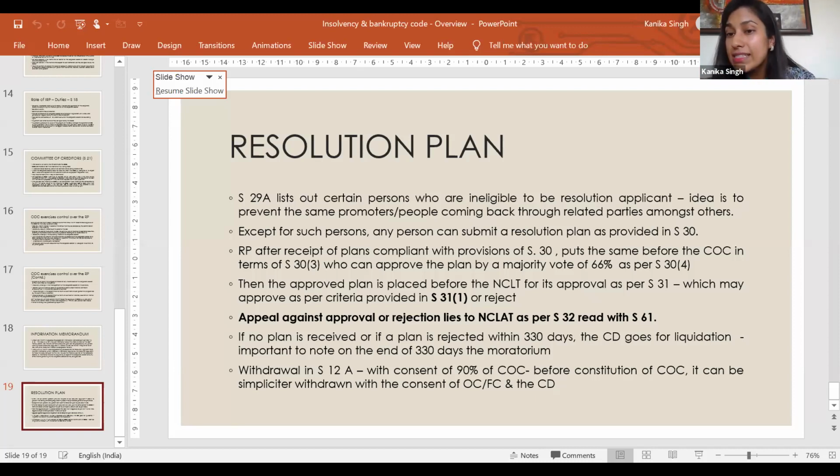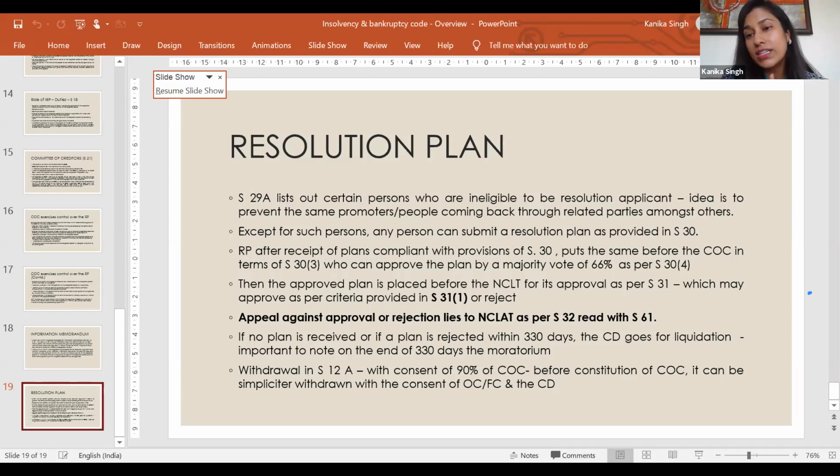If no plan is received, or if a plan has been rejected within the outer limit of 330 days, then the corporate debtor will go for the liquidation process, which is the second part of the Insolvency Code. Not the second part, in fact, it is under a separate chapter, but which is the next logical part of the code.